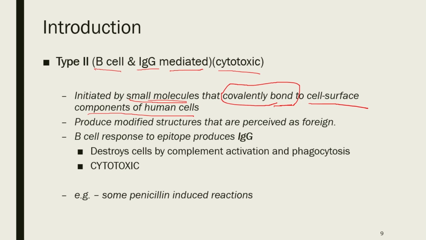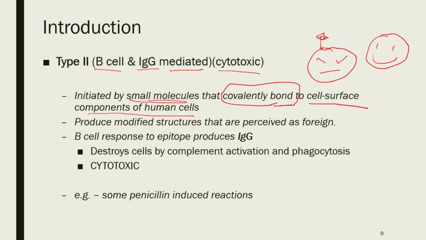So now you have a cell here and a small molecule, say benzene or something, that is covalently attached to the cell. It will look different from your normal cell. This is still a good cell, but you recognize it as a foreign cell because of the modified structure, this extra piece on the cell surface.